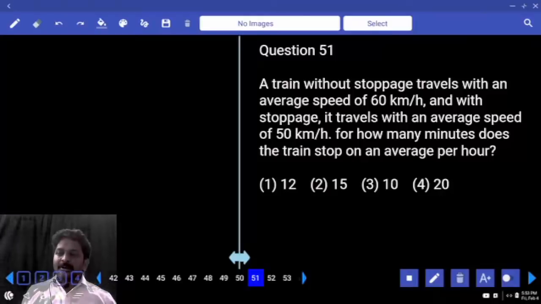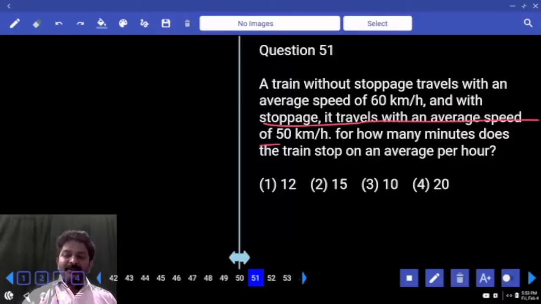A train without stoppages travels with an average speed of 60 km per hour, and with stoppages travels with an average speed of 50. For how many minutes does the train stop on an average per hour?